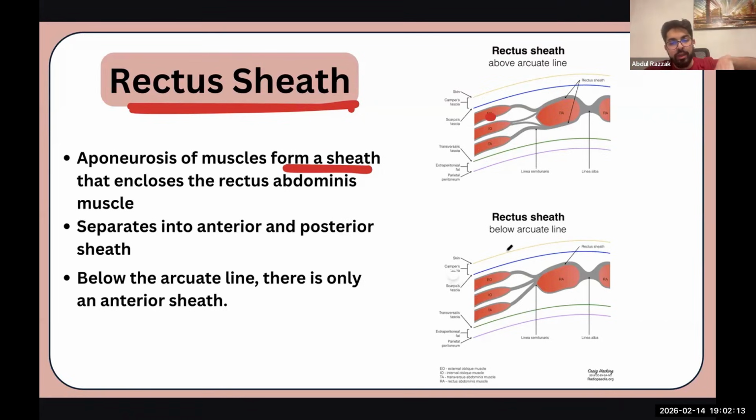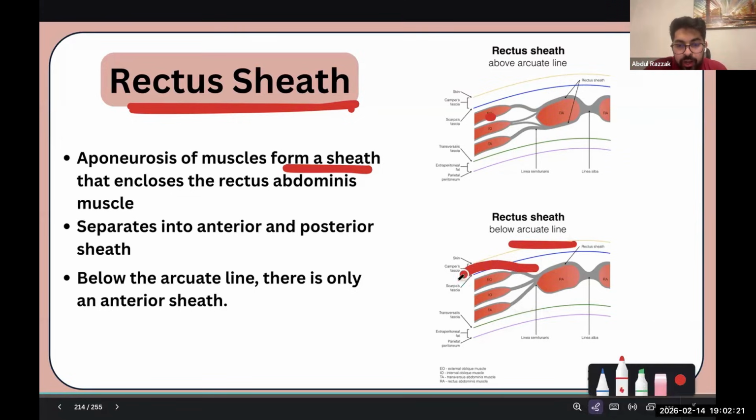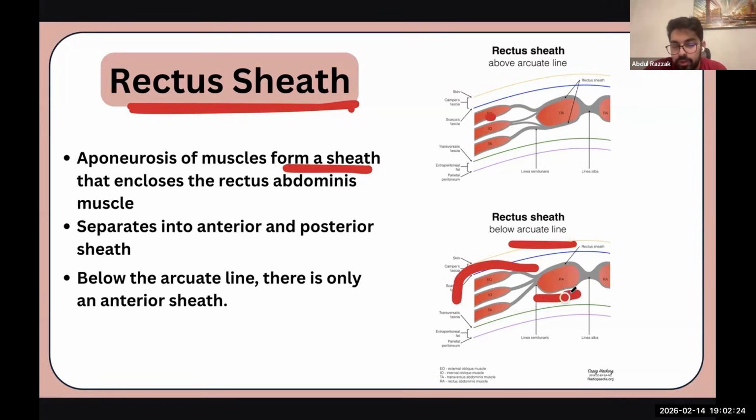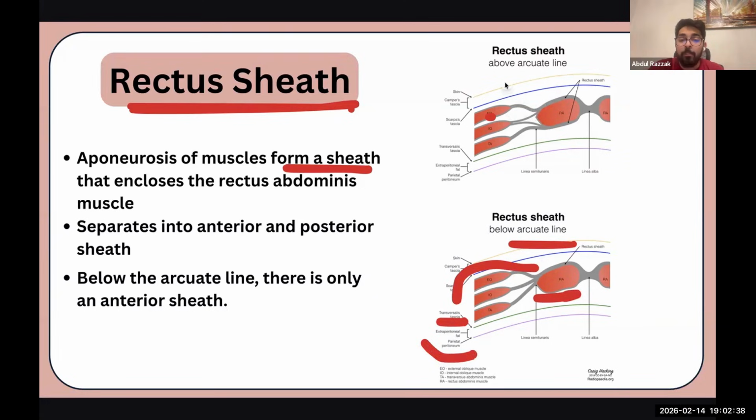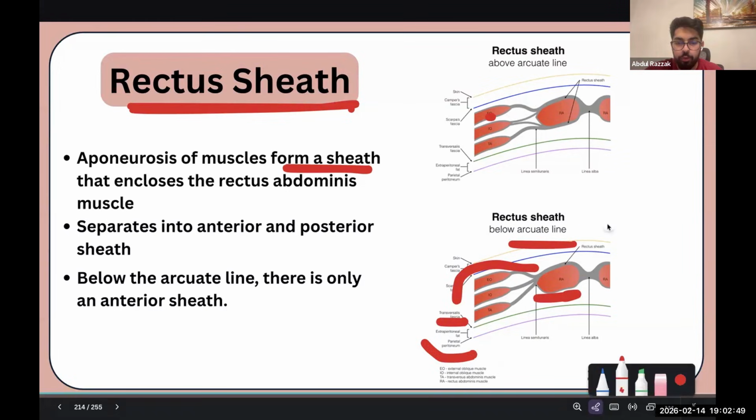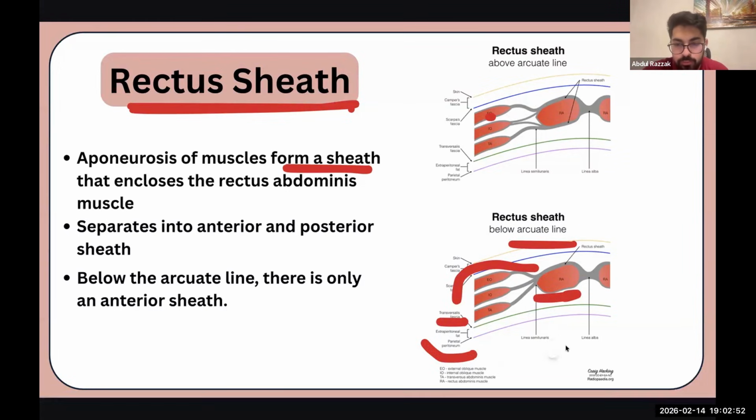However, below a certain point, below the arcuate line, this is like a line here above the inguinal area, all the aponeuroses are going to join with each other, and they're going to only cover the rectus abdominis muscle from the front. Nothing is going to be from the back except transversalis fascia, extraperitoneal fascia, and parietal peritoneum. So they might give you this image here and ask, is this above or below the arcuate line? If you see aponeurosis coming back and front, this is above the arcuate line. If they are only going to the front, then this is below the arcuate line. This is the front, this is the back.